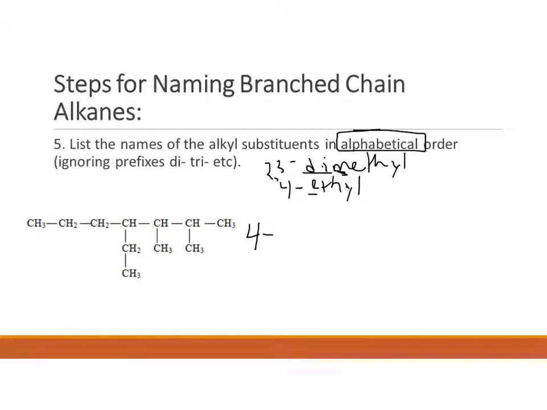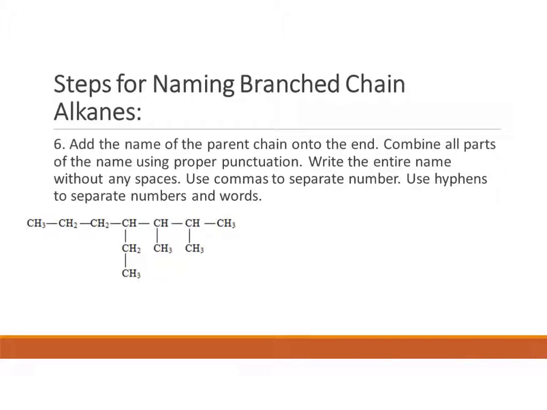So 4-ethyl dash 2,3 dimethyl. Okay, and then you just take that same name from the previous step and add the name of the parent chain onto it. And make sure you combine everything. It should all be one word. You use hyphens to separate numbers and words and commas to separate the different numbers.